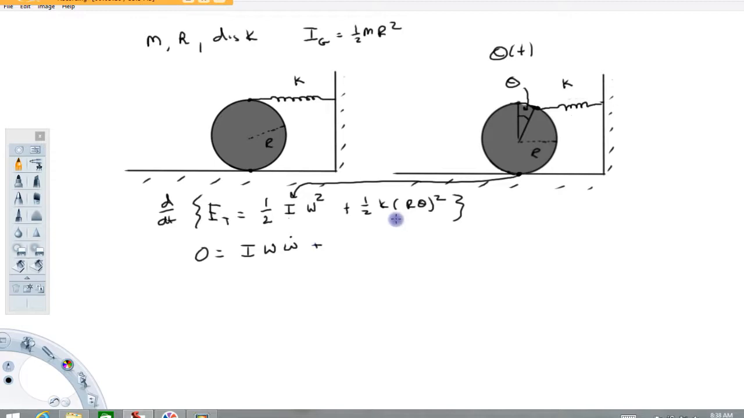plus. All right, what do we got going on here? This 2, time differentiating, that's going to become a 1. k r squared theta to the first power times the time derivative of theta, which would be theta dot. And I think that's it. Okay, let's look this over here now. This theta dot and the angular velocity are the same thing, so these actually go away.